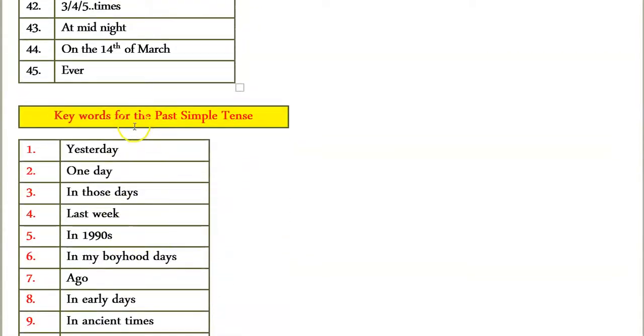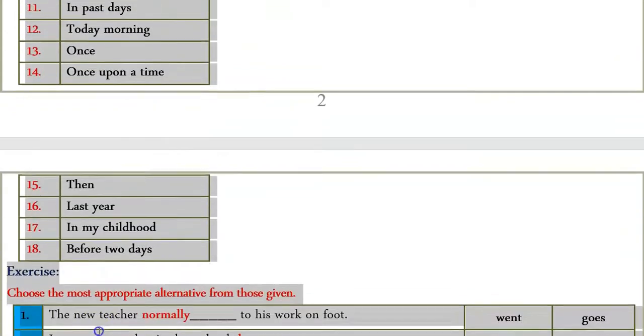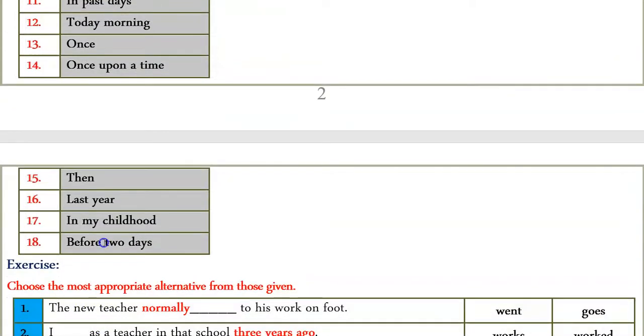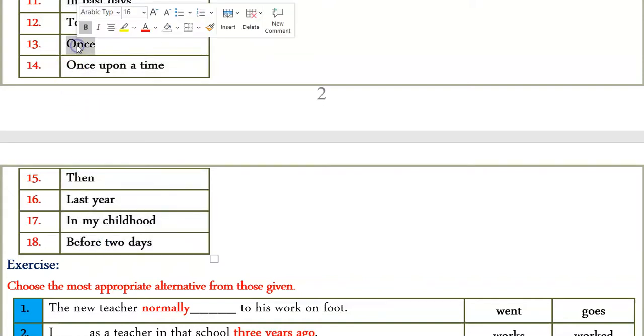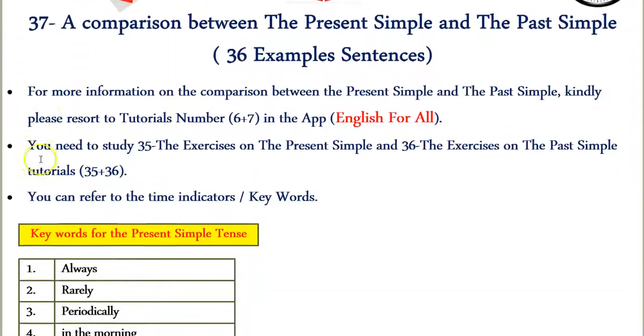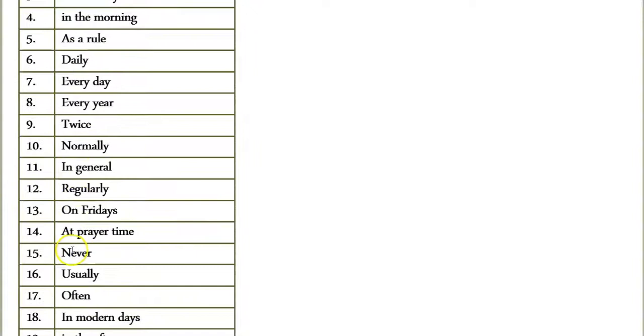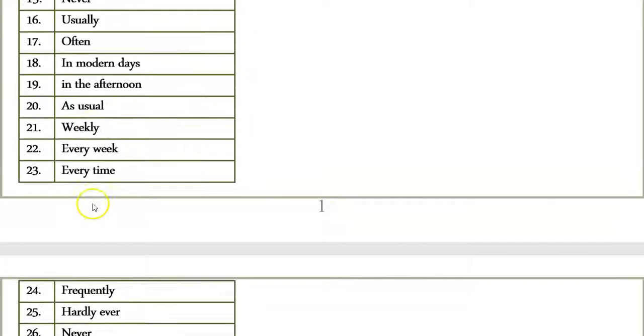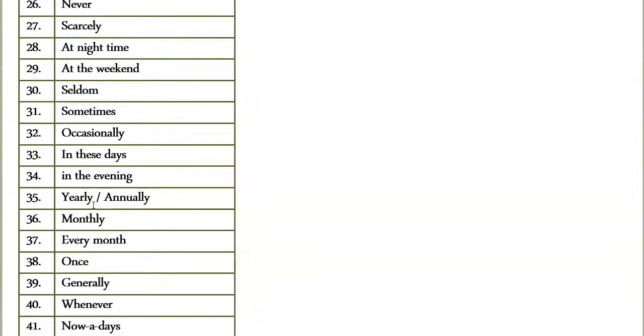And as for the past simple, again, the keywords are, as you can see, there are only 18 keywords. Some of them are more important, more common than others. Ones can be used with the past simple and the present simple, as you can see, so that it can be used for both. Therefore, you should be very careful when you consider this one.